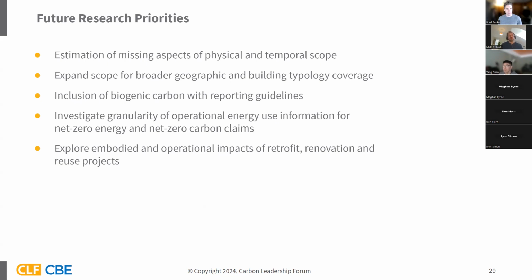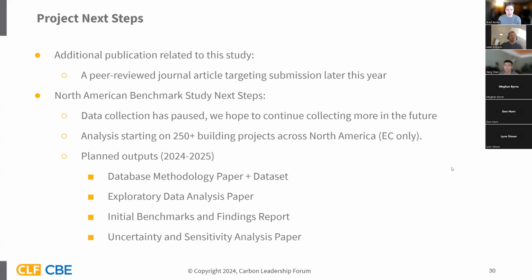Like I said previously, we want to include biogenic carbon within future studies, as well as provide reporting guidelines to industry, investigate the granularity of operational energy use, information for net zero energy and net zero carbon claims, because net zero energy doesn't necessarily mean net zero carbon. And we want to explore the embodied and operational impacts of retrofit, renovation, and reuse projects. And I'm going to hand it back to Brad to finish us off.